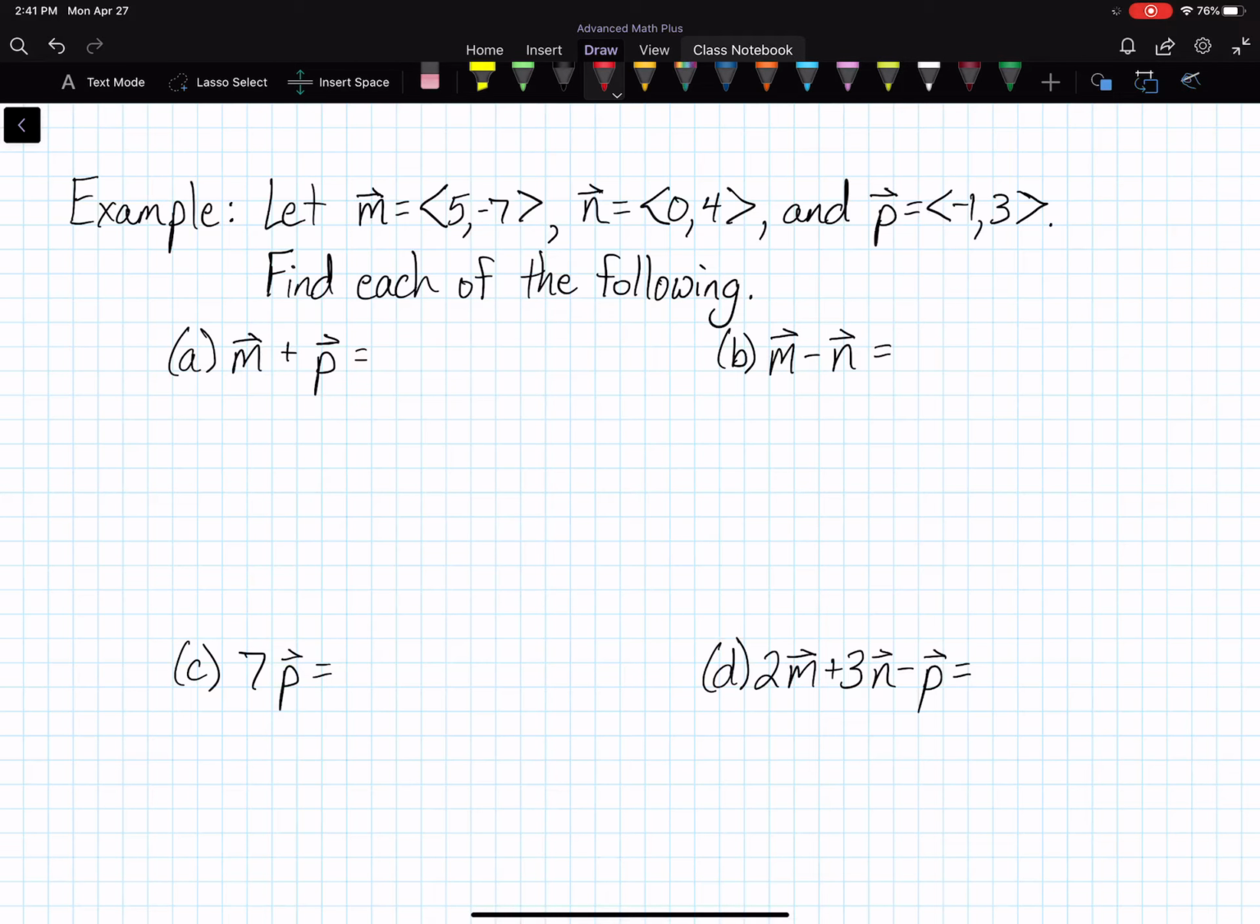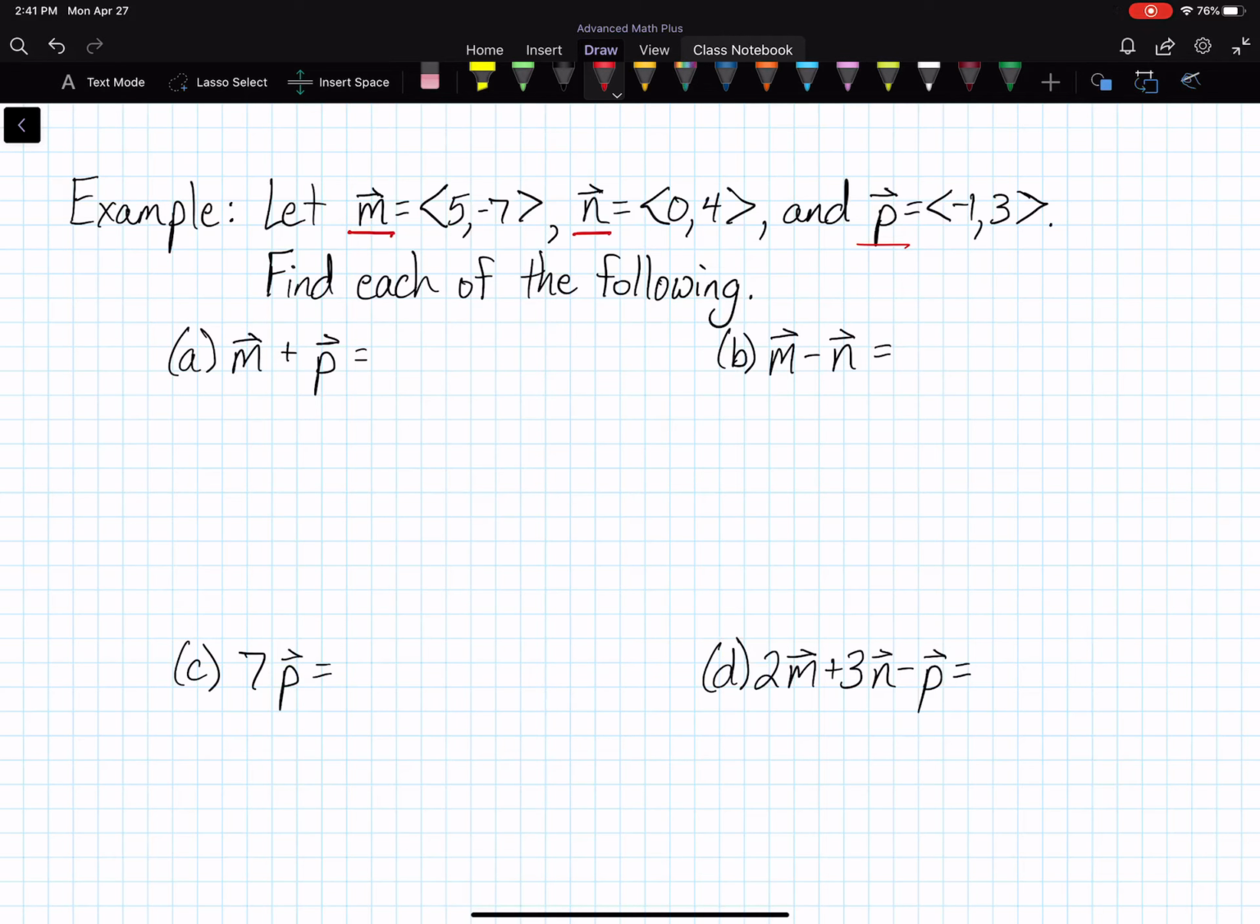So this problem, they've given us the vectors. We have 3 of them, vector m, vector n, and vector p. They're already in ordered pair vector form, and basically we just have to do the math. We have to plug in and add them up or subtract them or multiply or whatever, and it's just like you would think it is.